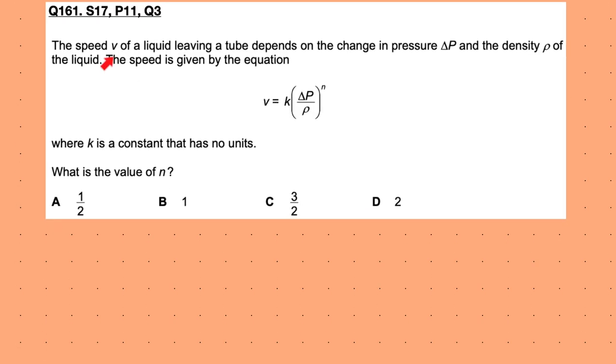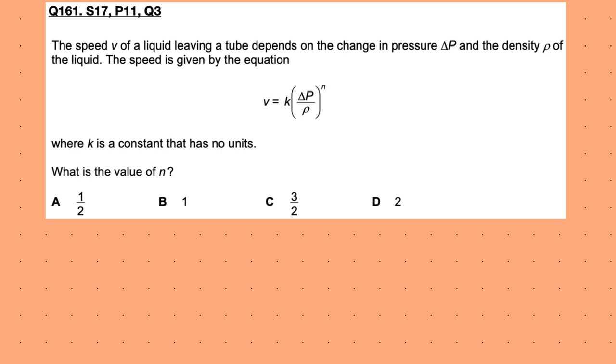So, the speed V of a liquid leaving a tube depends on the change in pressure delta P and the density rho of the liquid. The speed is given by this equation. N is not known, K is a constant that has no units. What is the value of N? So we'll start with the same ideas. V is speed, I know that's going to be meters per second. Density is also very straightforward, mass per unit volume, so that's kg per meter cube.